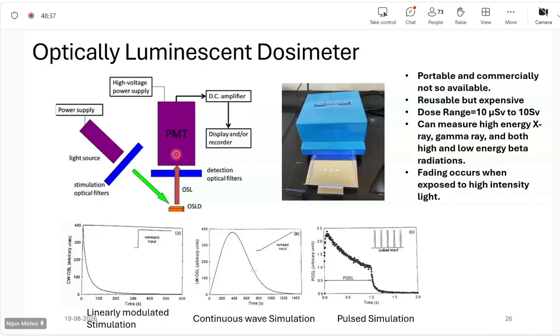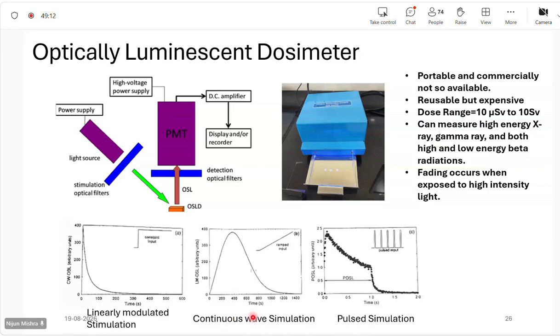And mainly there are three types of stimulation procedure. The first one is linearly modulated stimulation, where the stimulation light gradually increases from 0 to a particular level. And then continuous stimulation, sorry, this one is continuous wave stimulation, and this one is linearly modulated stimulation. I have interchanged the captions.